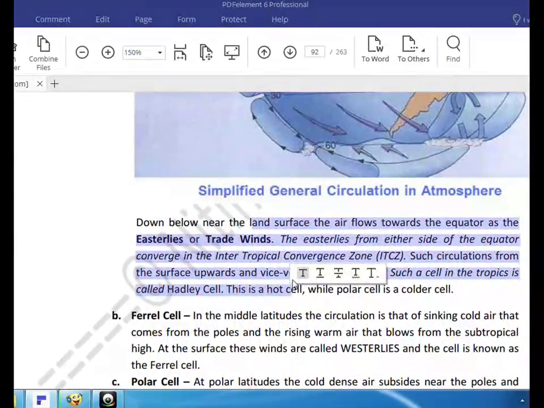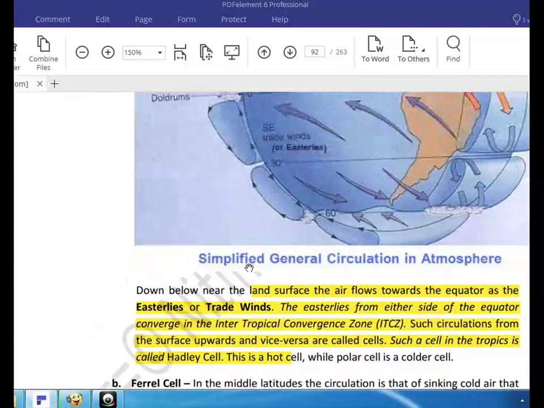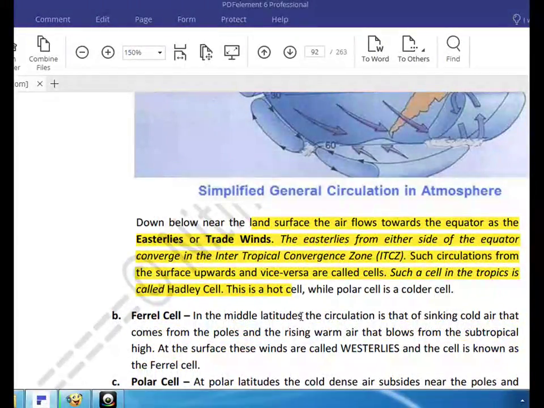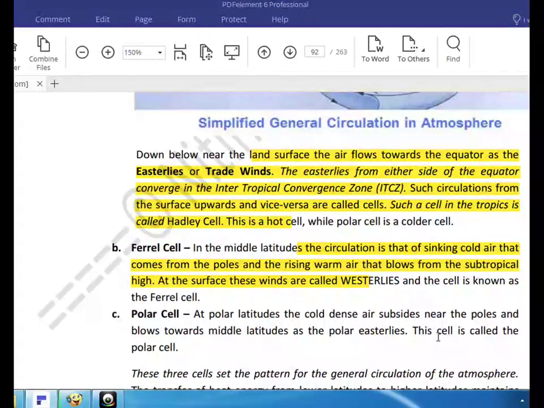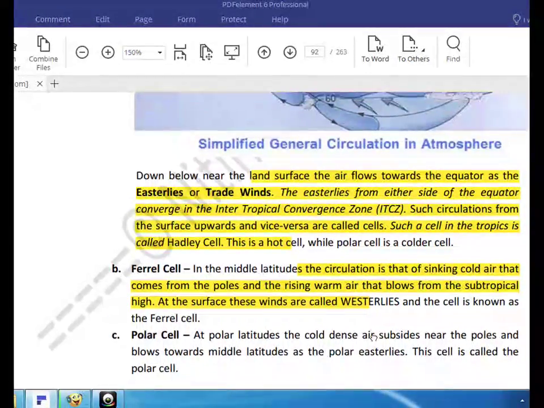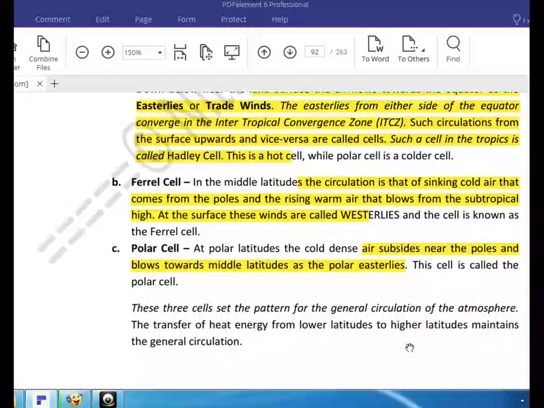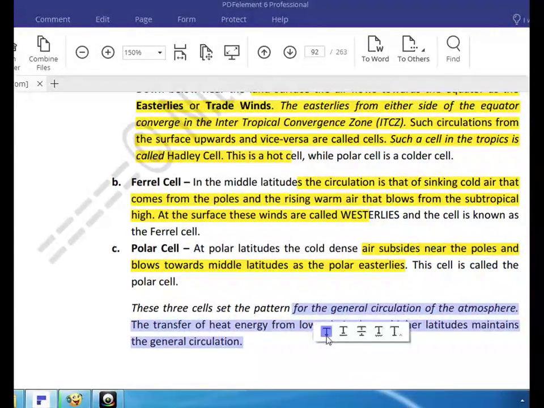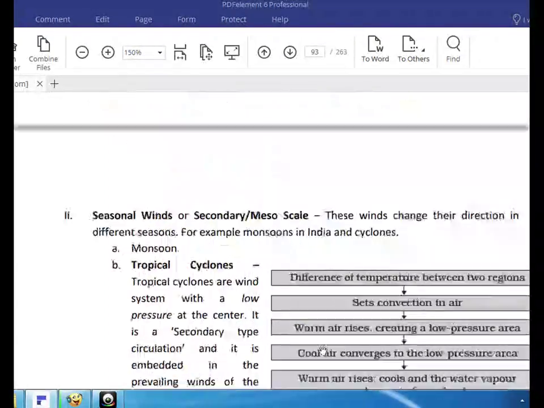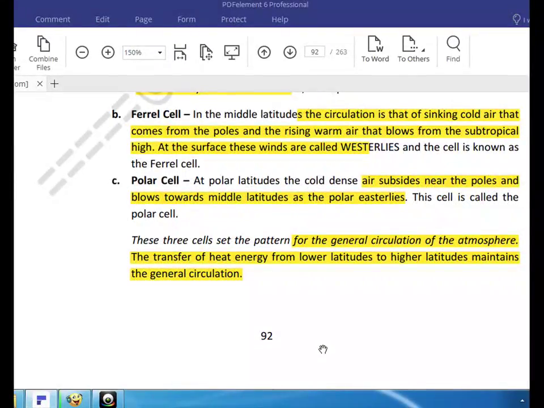B. Ferrel cell. In the middle latitudes, the circulation is that of sinking cold air that comes from the poles and the rising warm air that blows from the subtropical high. At the surface, these winds are called westerlies, and the cell is known as the Ferrel cell. C. Polar cell. At polar latitudes, the cold dense air subsides near the poles and blows towards middle latitudes as the polar easterlies. This cell is called the polar cell. These three cells set the pattern for the general circulation of the atmosphere. The transfer of heat energy from lower latitudes to higher latitudes maintains the general circulation.